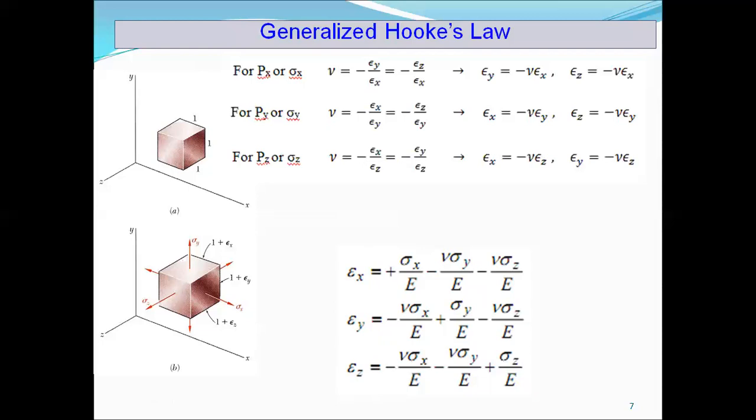And these are known as the generalized Hooke's law because the loading is general loading along x-axis, y-axis, and z-axis. So if we have more than one loading, then you have to use these equations. If there is only uniaxial loading, then you could use the simple Hooke's law, that is sigma is equal to E epsilon.